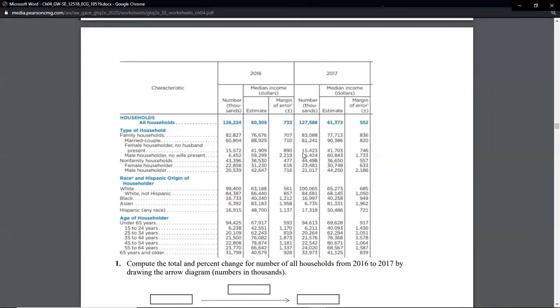Same thing here. If you add the female led and the male led to get the married. I'm sorry, if you added all of these. Yeah, there we go, all three of these. You get its number because it's female-led, male-led, and just married. Okay. So we're comparing the 83,088 to the, where'd it go? 44,000 something. 44,498.